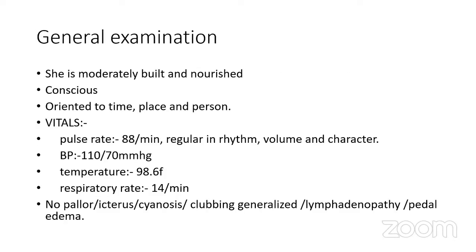On general examination, she is a moderately built and nourished female. She was conscious and oriented to time, place, and person. Pulse rate was 88 per minute, regular in rhythm, volume, and character. BP was 110 by 70 mmHg. Temperature was 98.6 Fahrenheit. Respiratory rate was 14 per minute. She had no pallor, icterus, cyanosis, clubbing, generalized lymphadenopathy, or pedal edema.